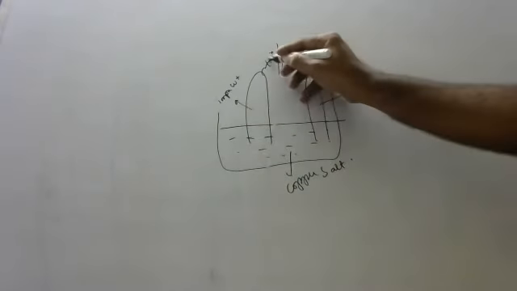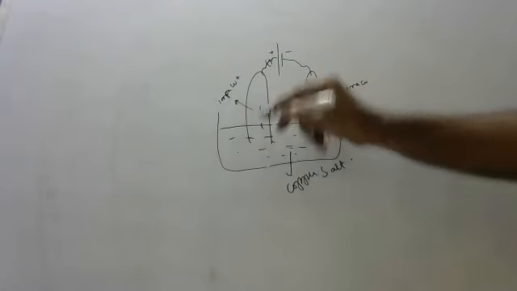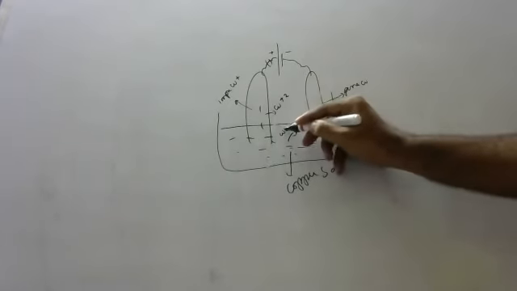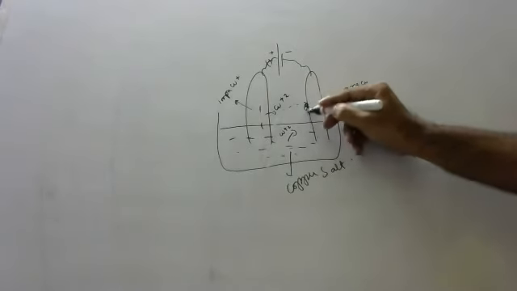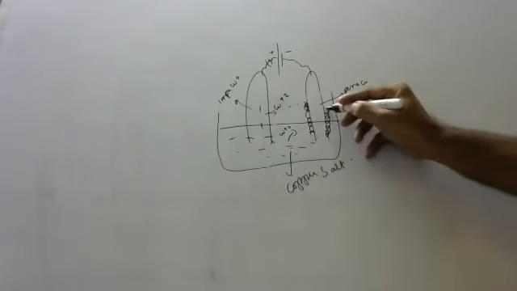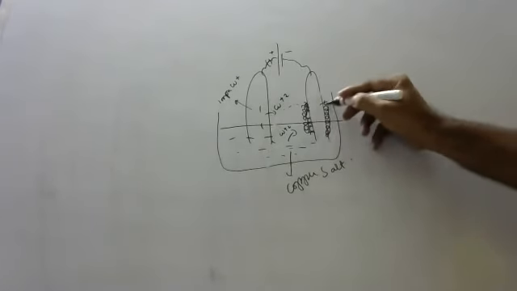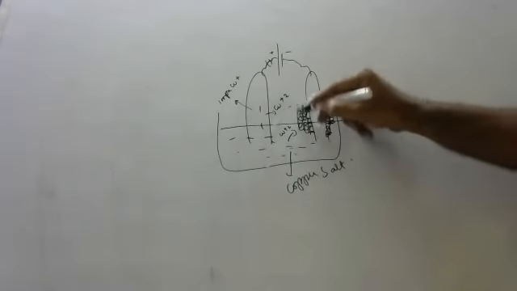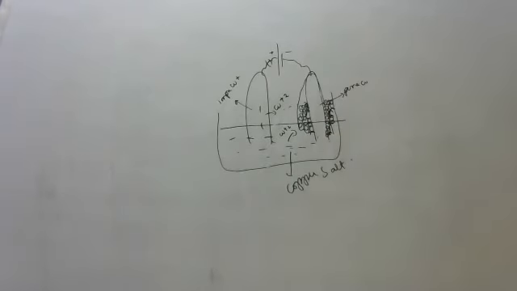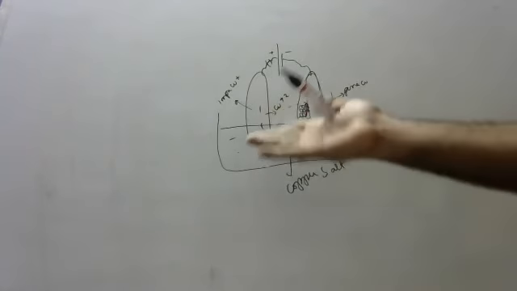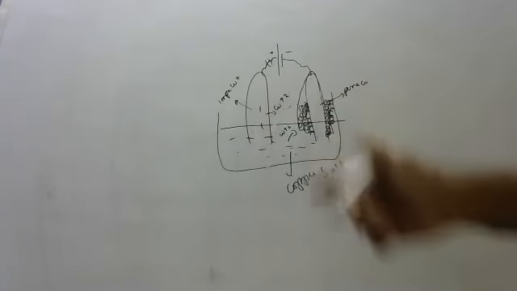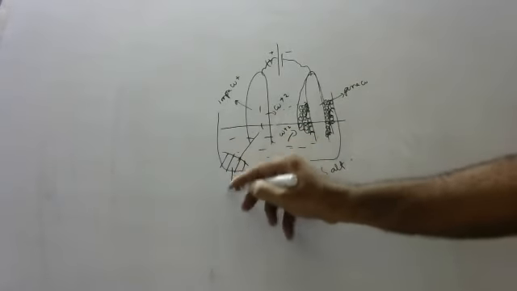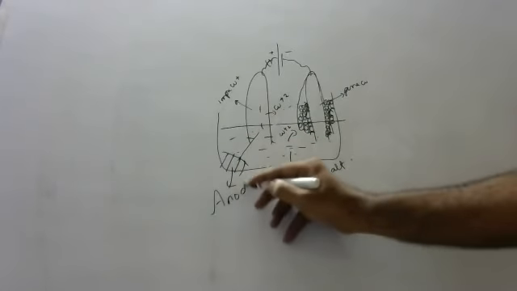Now, when current is passed, what happens? Copper ions from the anode and copper ions from the electrolyte will come and settle on the cathode. When they come and settle on the cathode, all the impurities only will be left over, and the copper is gone from there. Those impurities will be settling down here as anode mud.